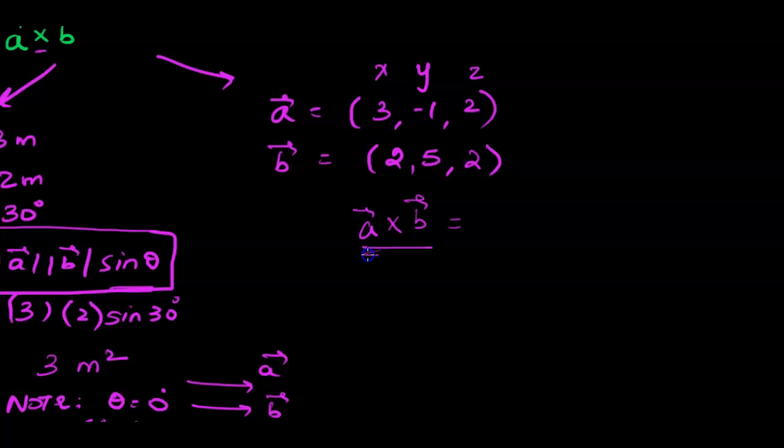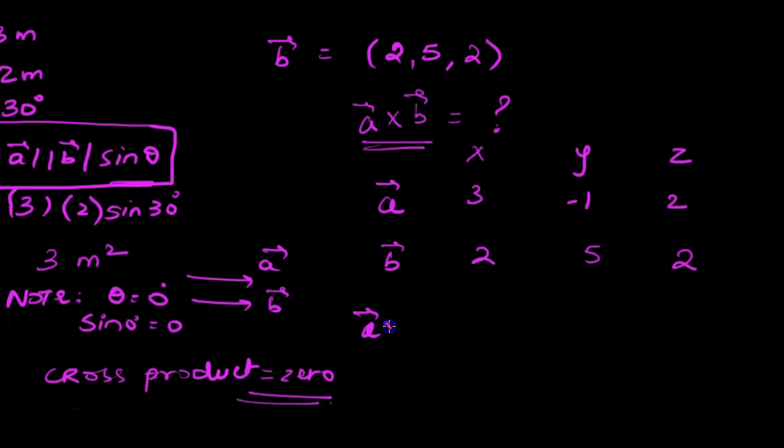Now in order to find A cross B, we have to write down A first and then we have to write B below it vertically. Here we can put their x, y and z values. So we're going to separate out their x, y and z values. A's x value is 3, y is negative 1, z is 2. For B vector, x value is 2, y is 5 and z is 2 as well. To find A cross B, we would technically get the new x, y and z value.